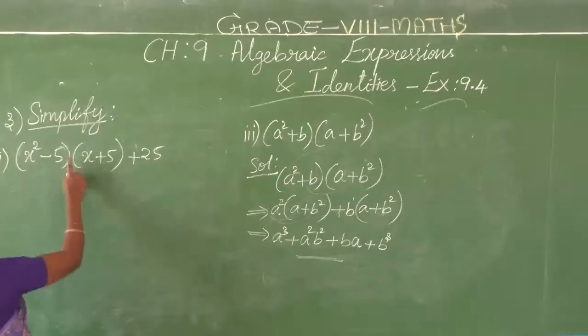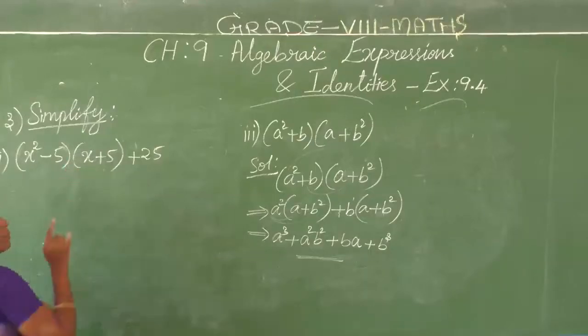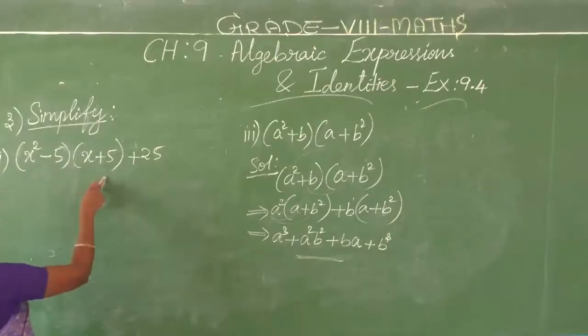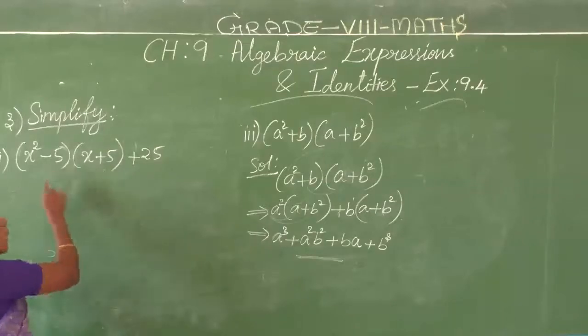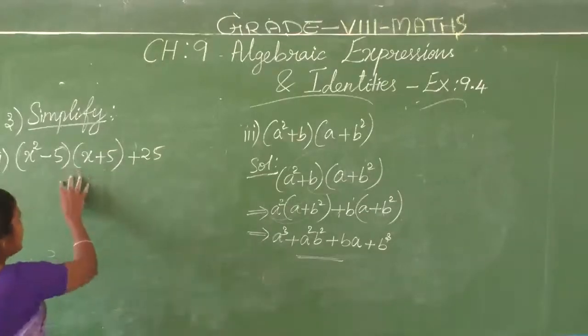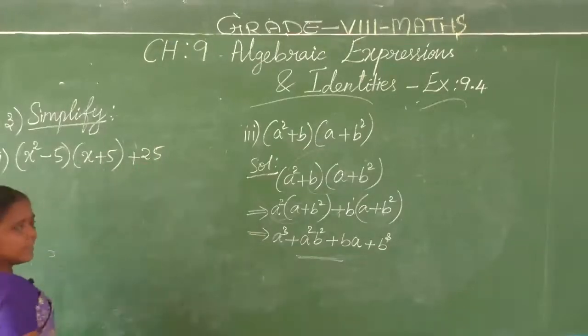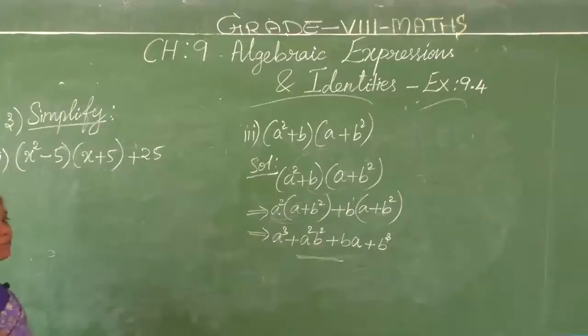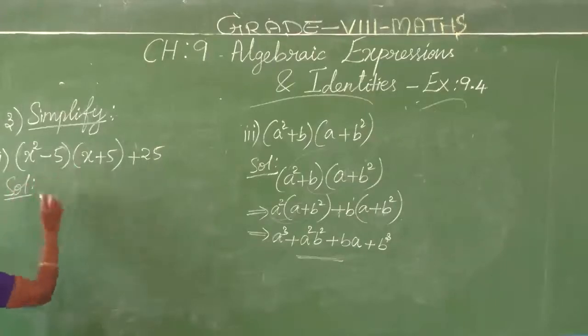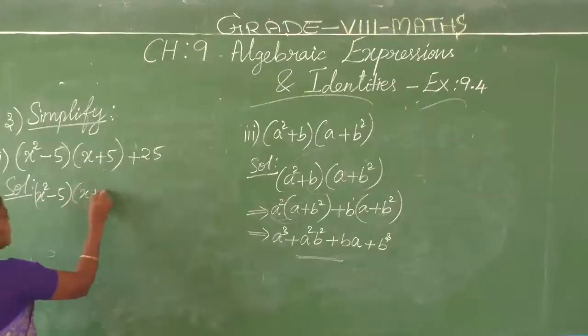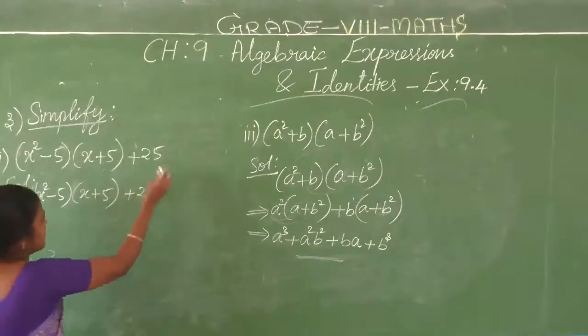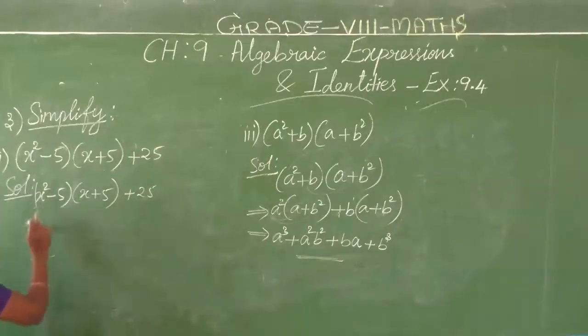See, already I told you, there is no sign between the two expressions. How do you consider it? Multiplication. This into this, so nothing but multiplication of the two binomials given. First of all, we have to solve this part and then 25 is to be added with the answer. See the heading, simplify. So what to do? First of all, multiply both as usual. Bring down plus 25 as it is up to the last step.